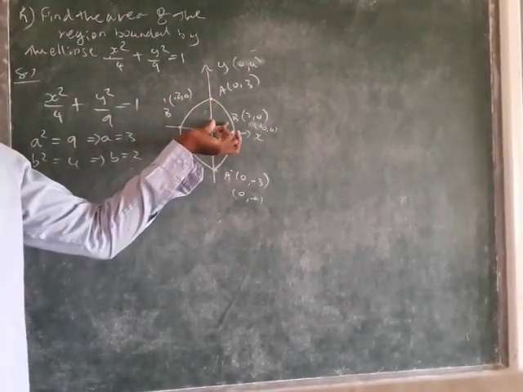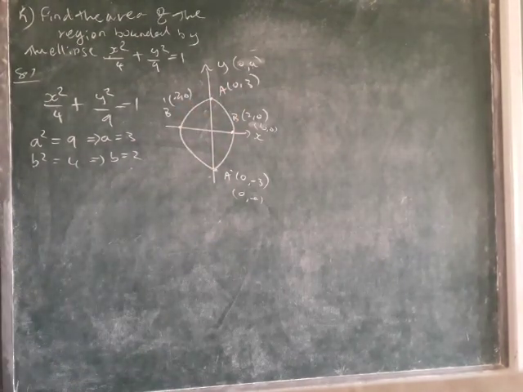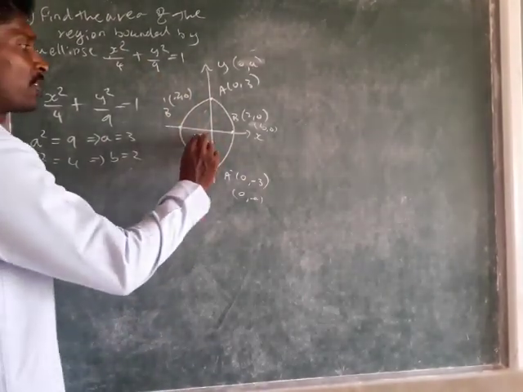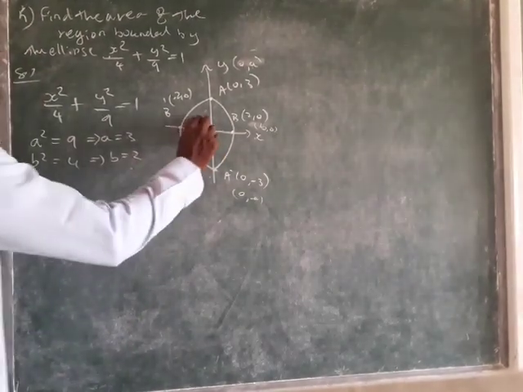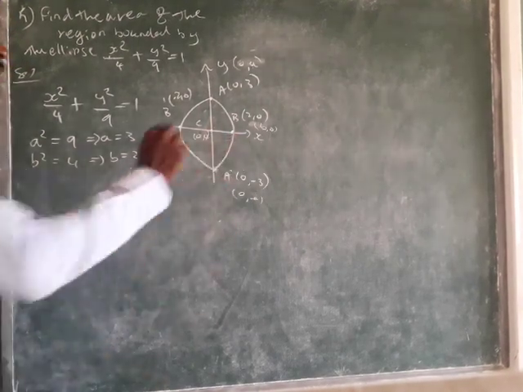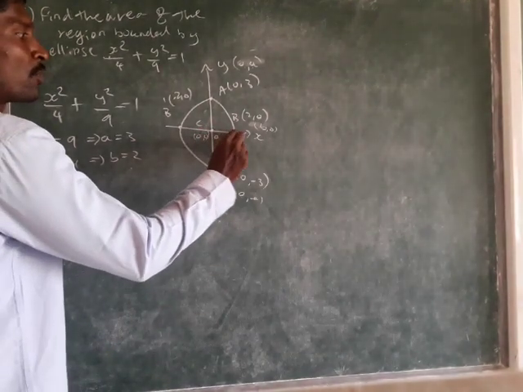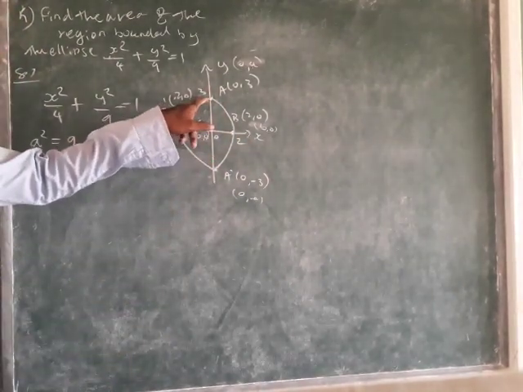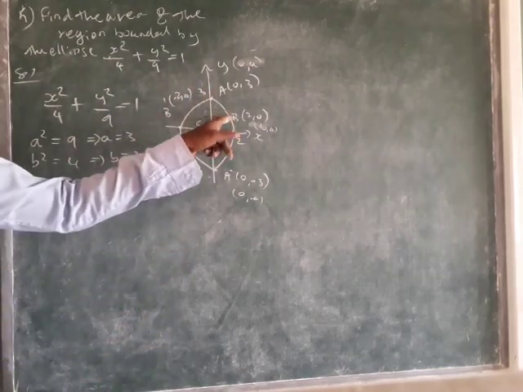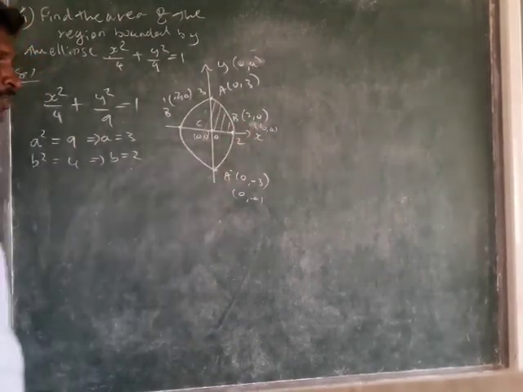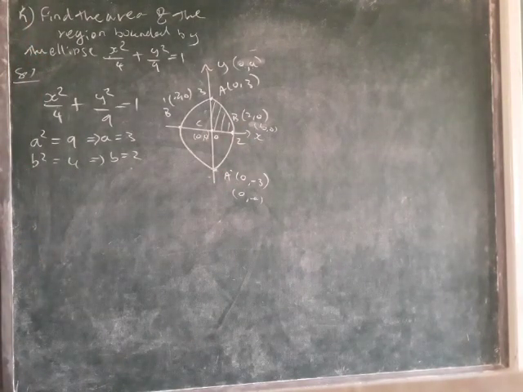We can take the limit in the x-axis or the y-axis, anything you take. The center is (0, 0). If you take the limit in the x-axis, it is 0 to 2; in the y-axis, it is 0 to 3. You can take any one axis. To find the total area, first find the area covered in the first quadrant, then multiply by 4 to get the total area.